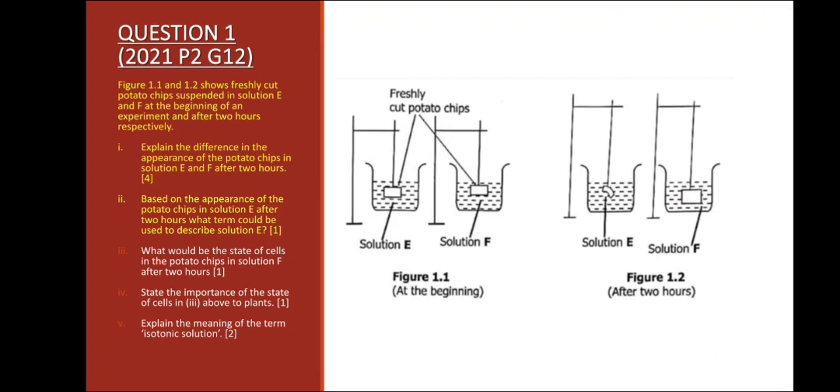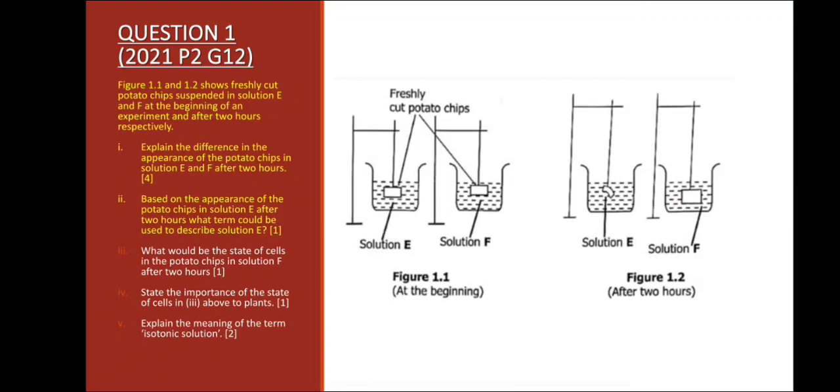Alright, question 2. Based on the appearance of the potato chips in solution E after 2 hours, what term could be used to describe solution E? What term could be used to describe solution E? Now, I said that a cell, whether a plant cell or an animal cell, can be exposed to 3 types of solutions, which are hypotonic solution, hypertonic solution, or isotonic solution.